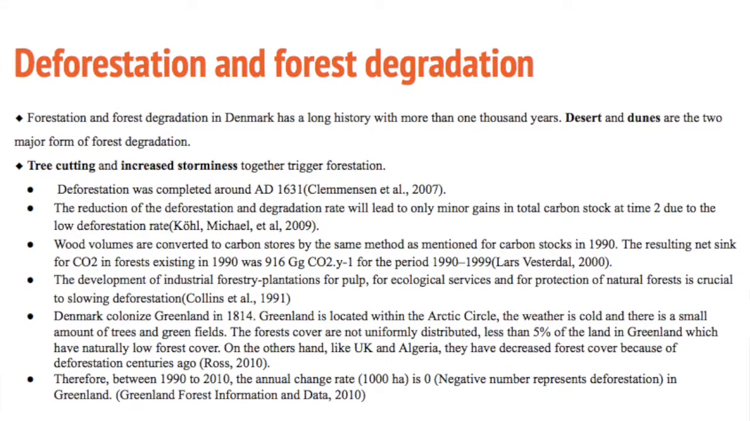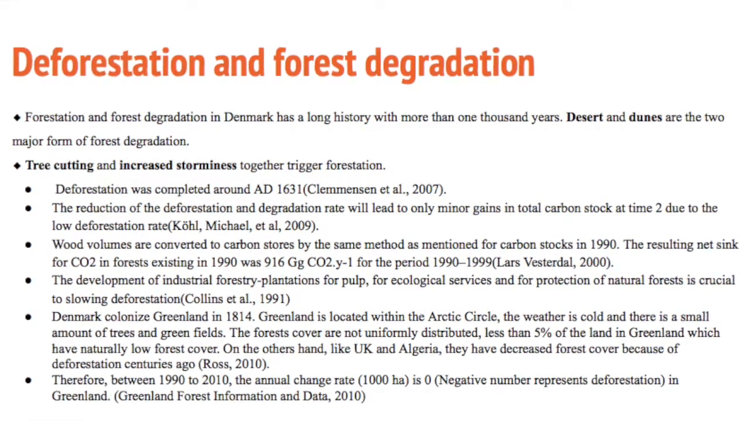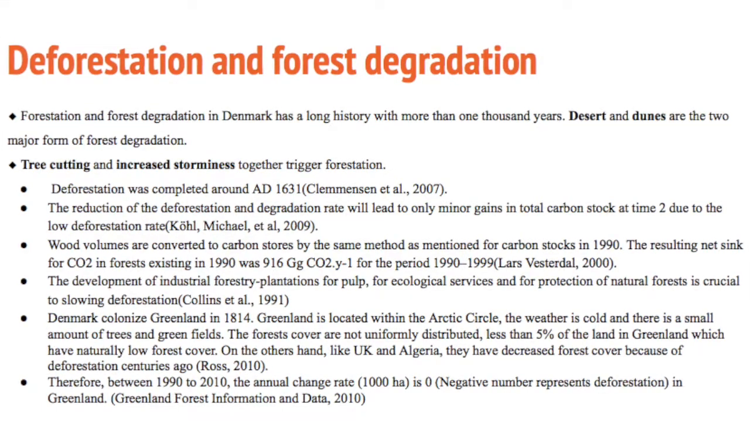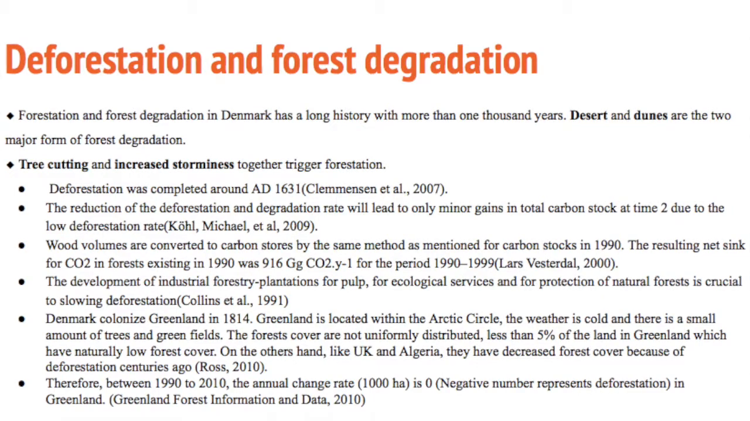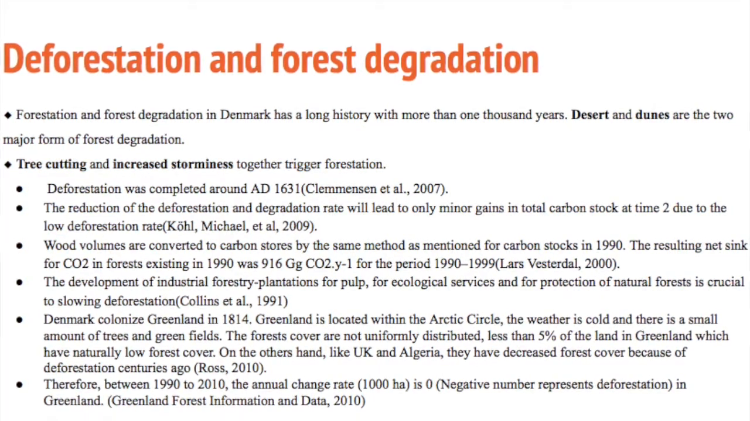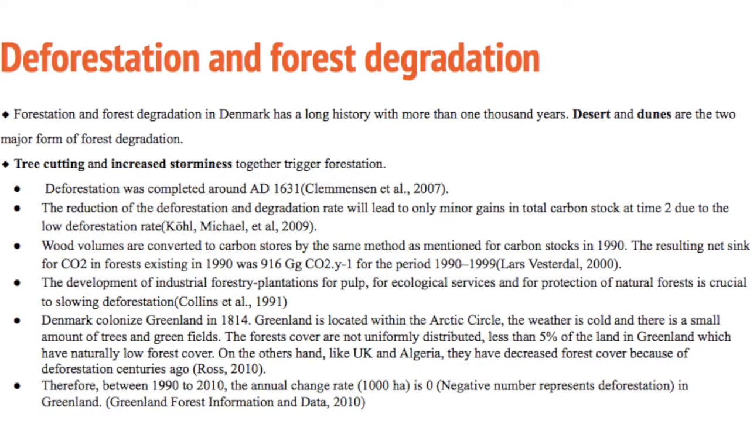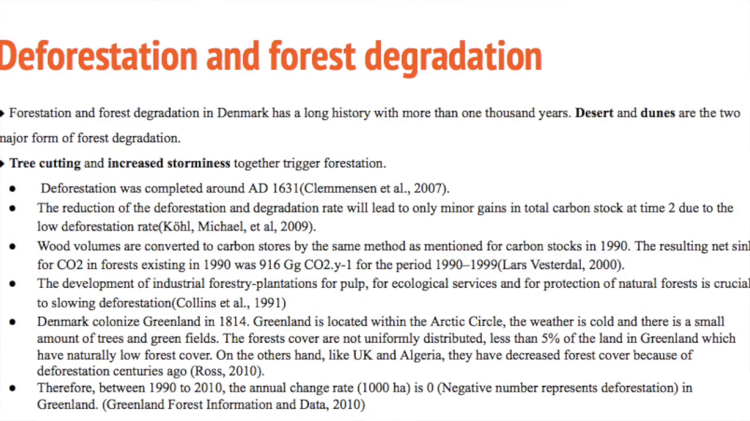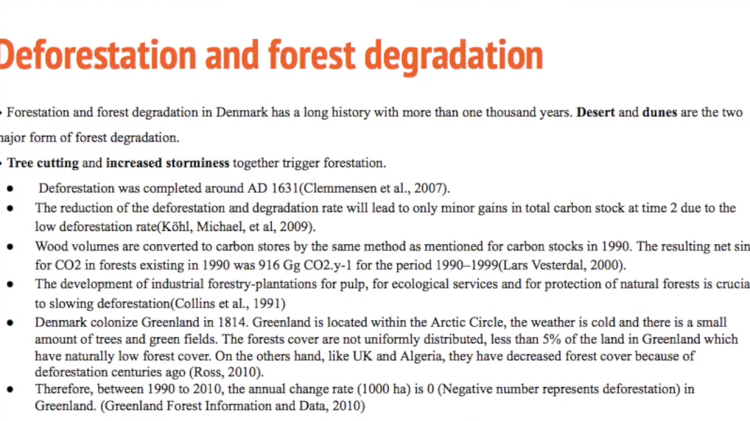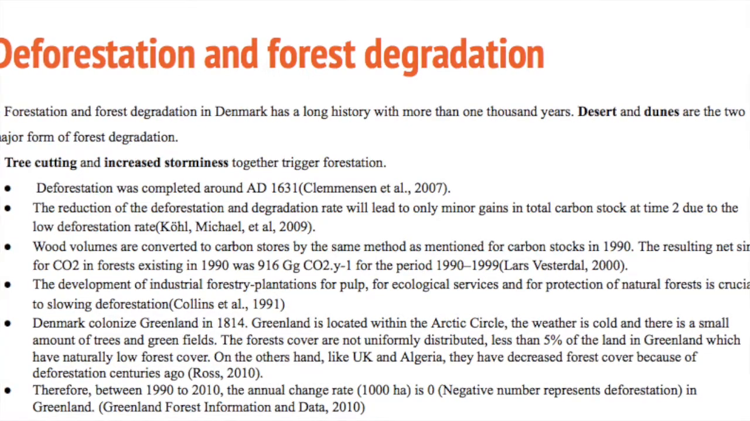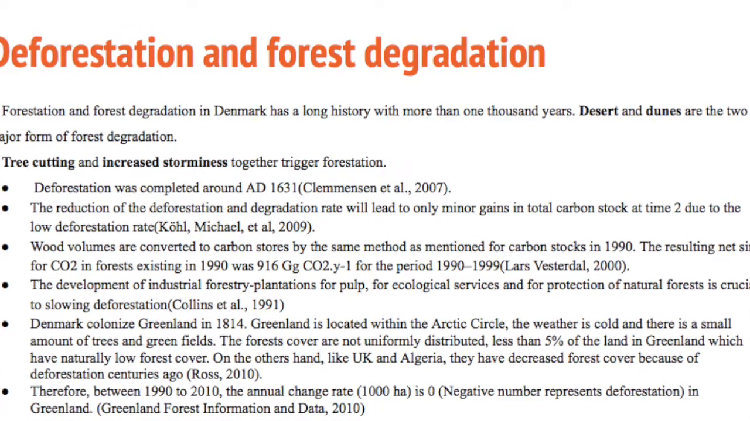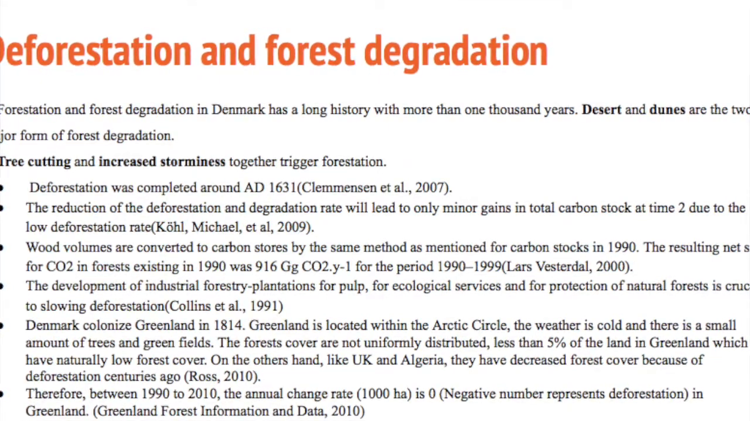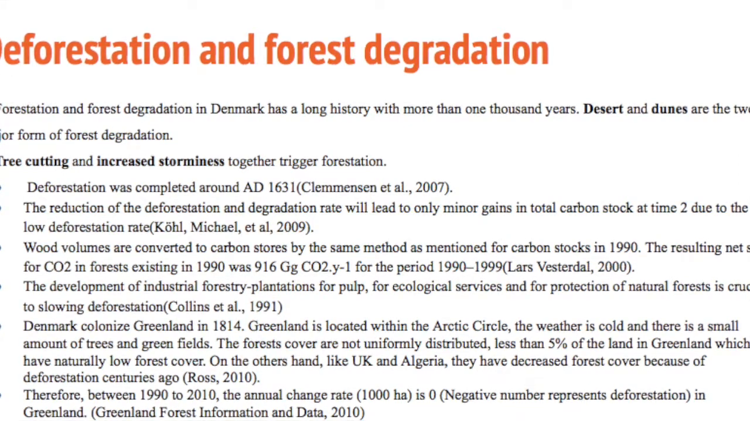The reduction of the deforestation and degradation rate will lead to only a minor change in total carbon stock due to the low deforestation rate. Wood values are converted to carbon stock by the same method as mentioned for carbon stock in 1990. The resulting net sink for carbon dioxide in forests existing in 1990 was 916 kilograms of carbon dioxide for the period between 1990 and 1999. The development of industrial forest plantations for ecological services and for protection of natural forest is important to slowing deforestation.